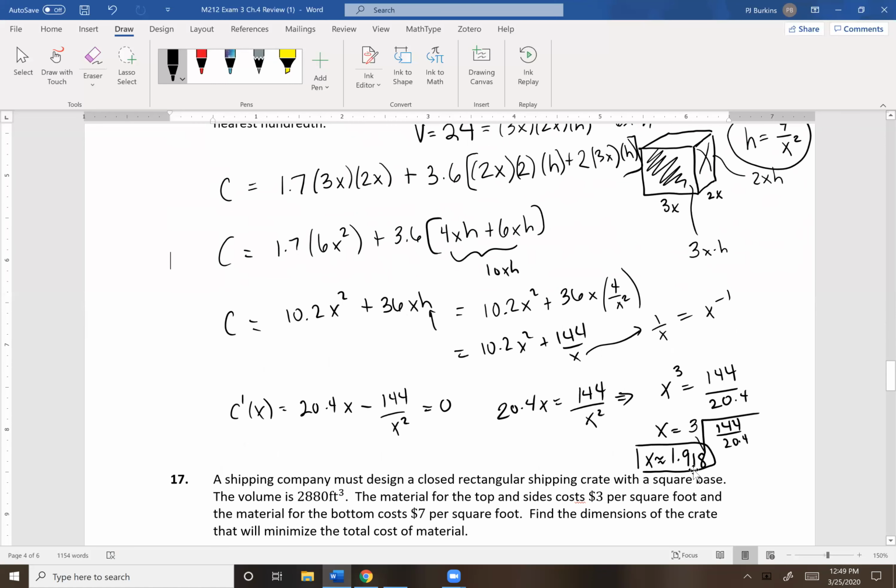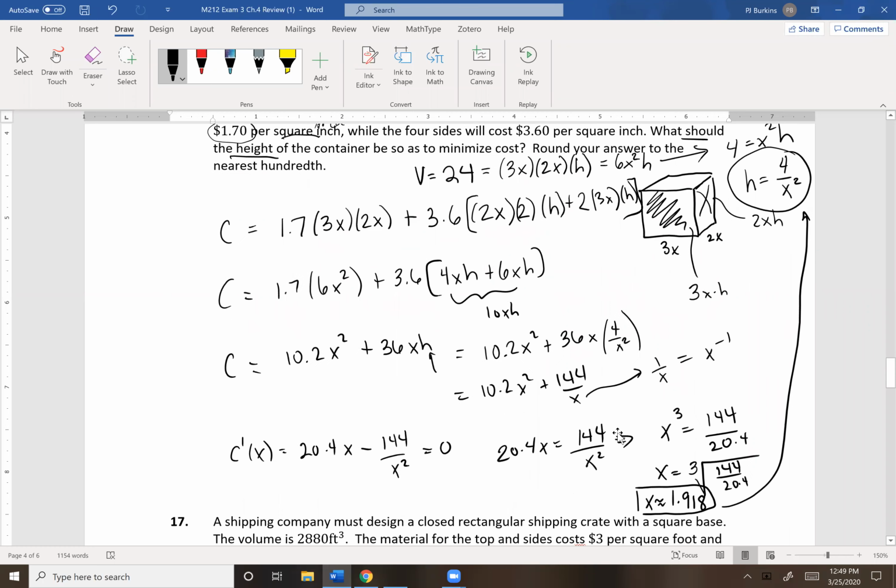The only thing I would have to do to find H now is to plug that back in there. It's wrong. Fantastic. It's 1.73 inches for H? Well, that's literally the only thing it says. I haven't found H yet. So 4 divided by 1.918, I got to square that number, darn it.